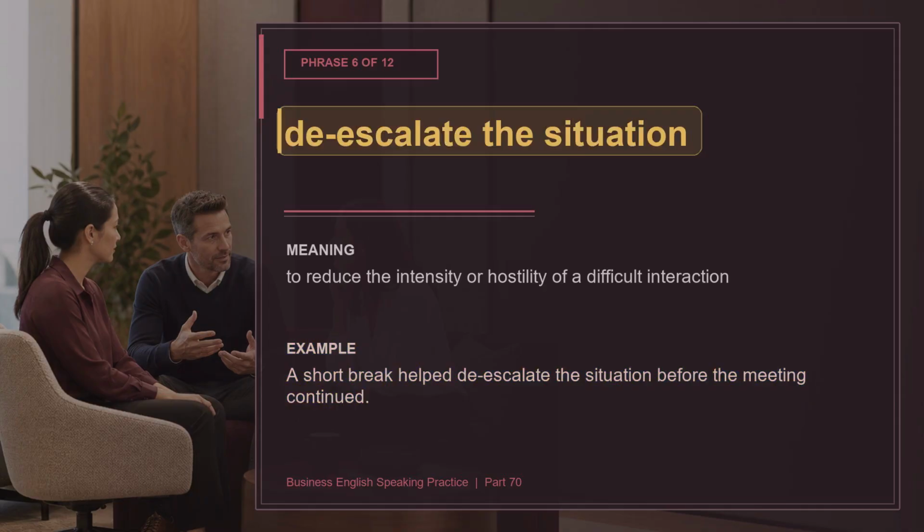De-escalation may involve a calm tone, slower pace, clear boundaries, or temporary pause. The immediate goal is productive conversation. Use this phrase when emotion is preventing useful discussion. Now repeat: de-escalate the situation.